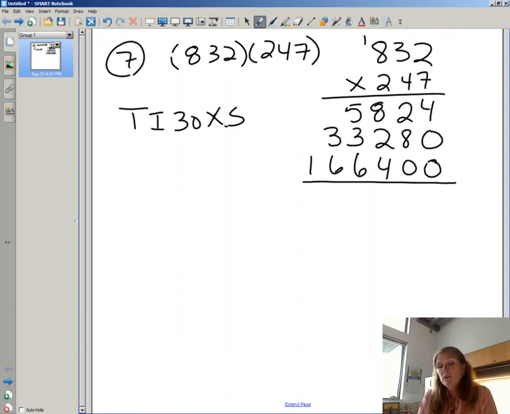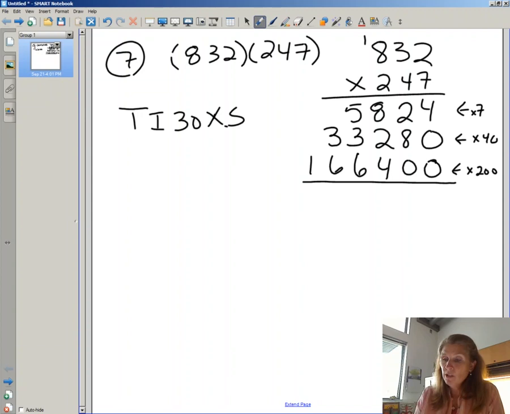Now that I've multiplied, this row was what I got when I multiplied by 7. This row I got when I multiplied by the 4, which was really 40. That's where the 0 comes from. And this one I got when I multiplied by the 2, which was really 200. That's why I have 2 zeros in there. So I multiplied that top number by 7, by 40, and by 200. That should look familiar to you when you talk about expanded notation and you have broken it out. This is really what's happening here. We're multiplying by that expanded notation.